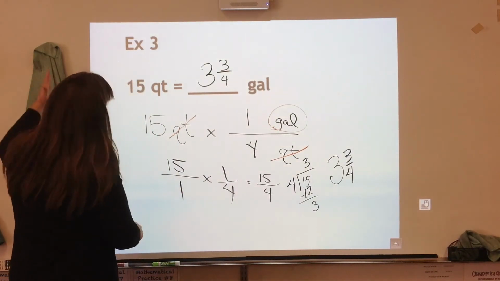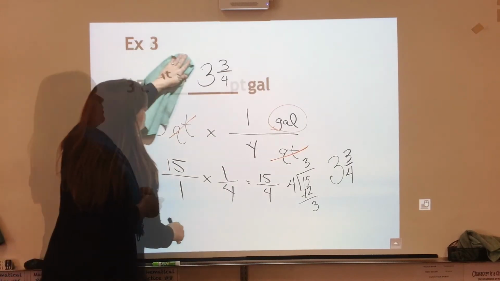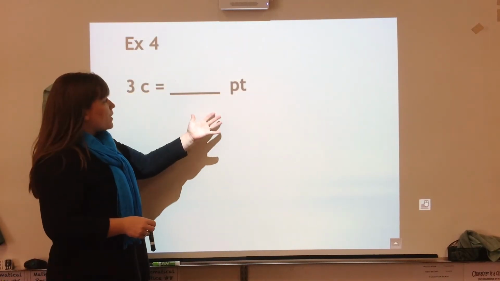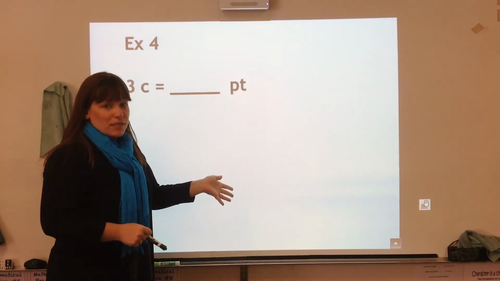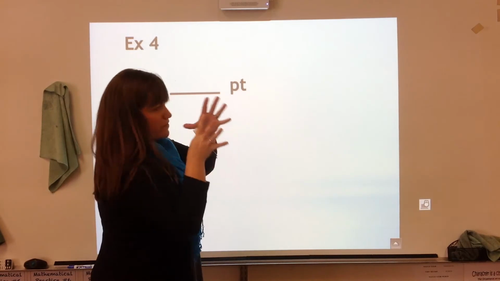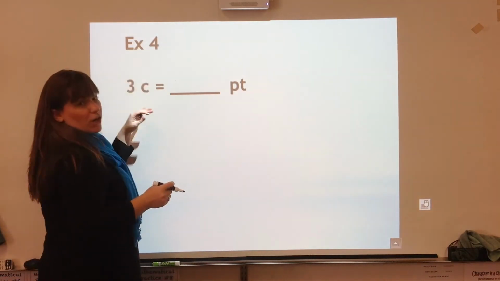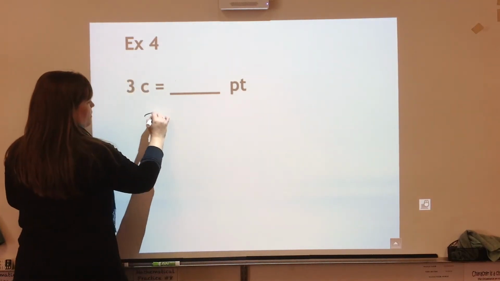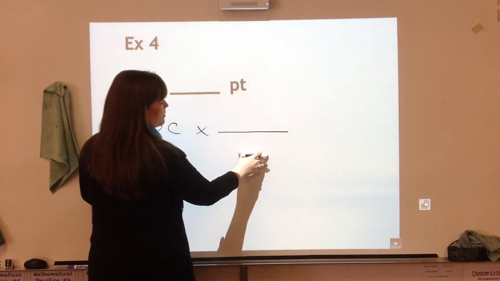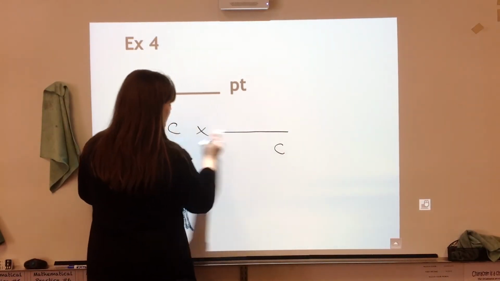The more you do this, the more you'll get used to it. Our 4th example, we're going to be converting 3 cups, and we're going to figure out how many pints that is. Again, this is a small cup and a larger pint, so we're converting from small to big. We're going to start with what we are given, 3 cups, and we're going to multiply that by a conversion, but we want the cup on the denominator.